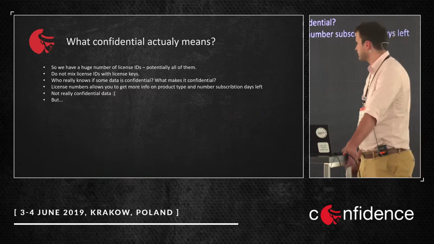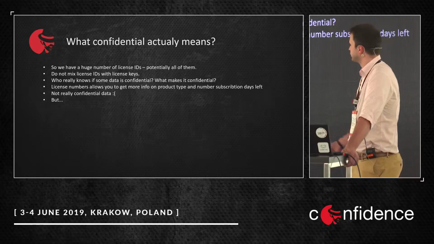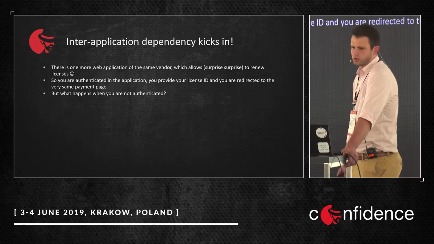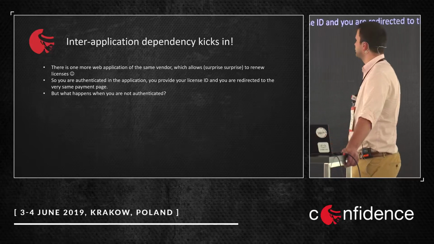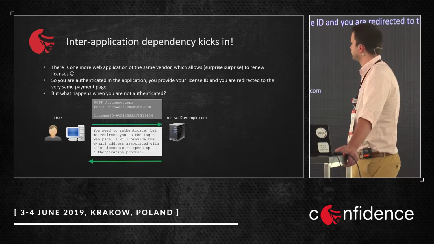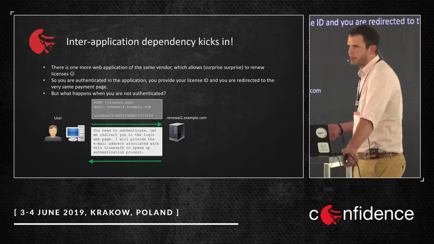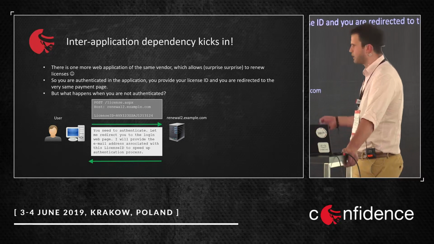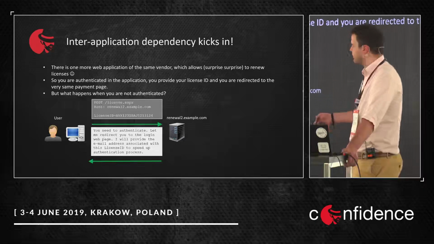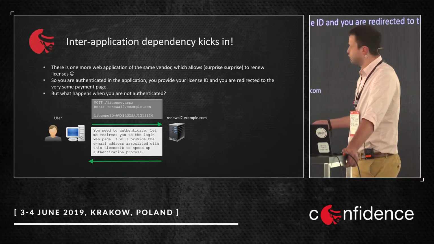However, I started to dig a little bit more on this vulnerability and all the systems in scope. And actually, I identified that there was another web page of the same vendor, which also allowed you to renew licenses. This web page was a little bit different than the previous one, and that's how it looked. You had to provide your license ID, and based on it, it would give you the web page where you can renew that license, and it also provided the email address associated with that license ID to speed up the process.